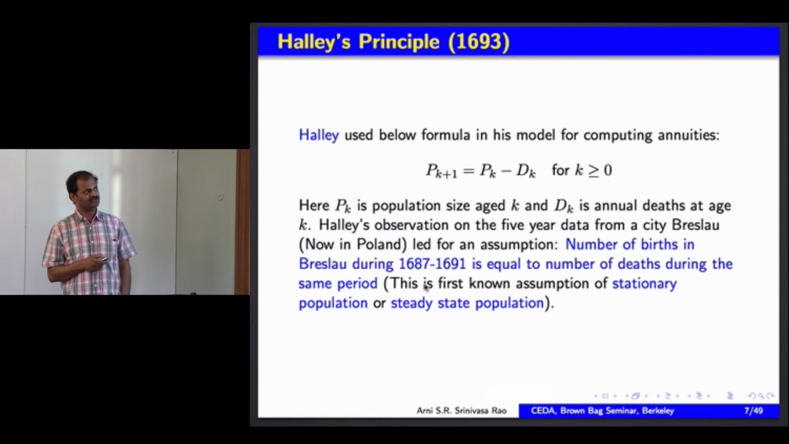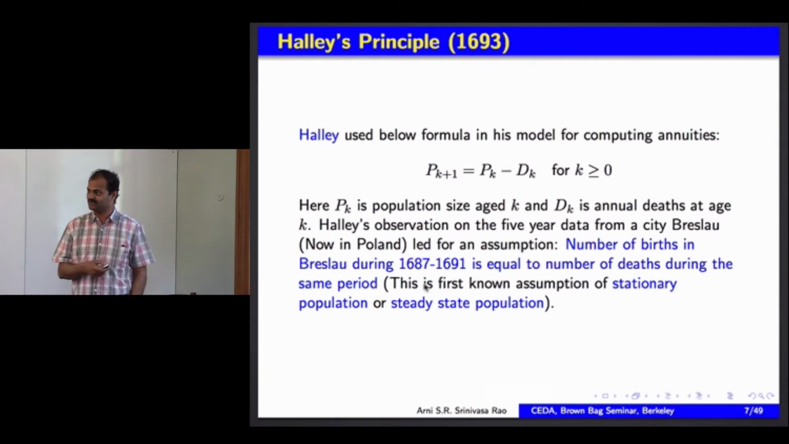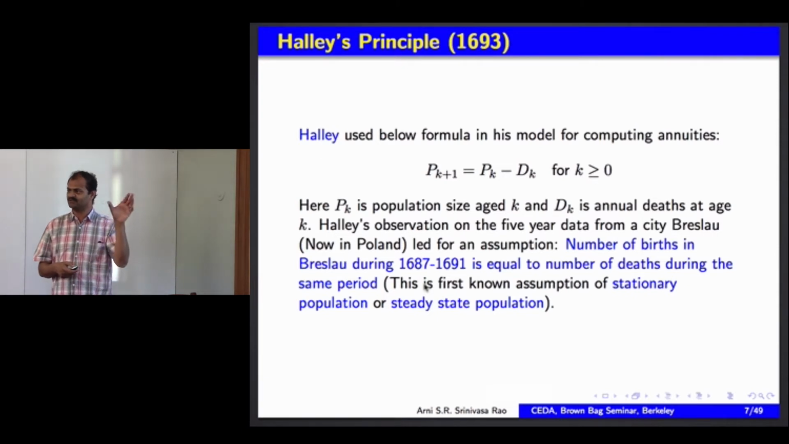Then Halley observed, based on the five-year data from the city of Breslau, he assumed that the number of births in Breslau during this period was equal to the number of deaths during the same period, which is nothing but the stationarity assumption. This is what we call later a steady state population or stationary population. But Halley never used those terms at that time.